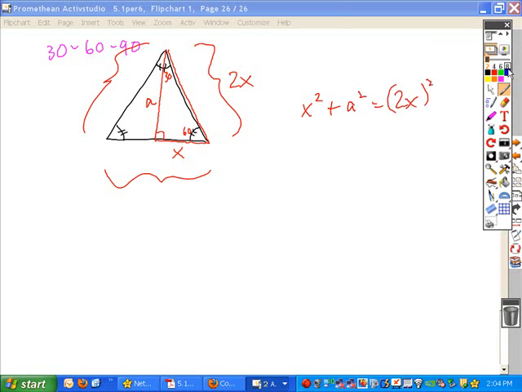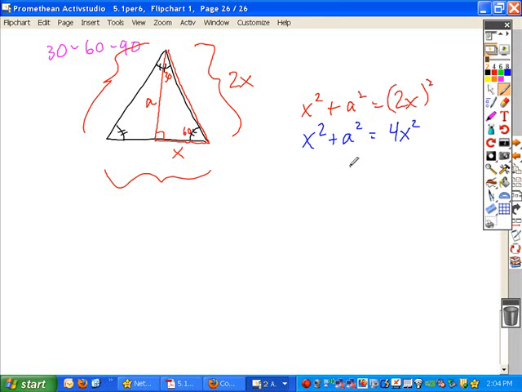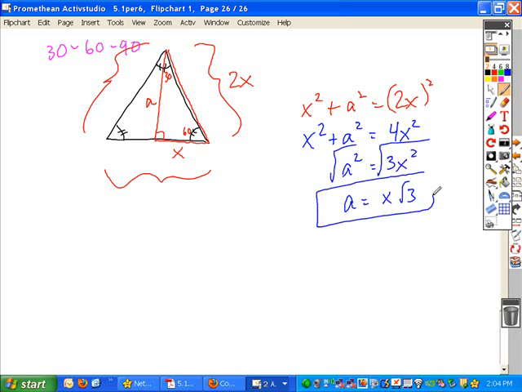If we wanted to solve for a here, squaring the 2 and the x, and then isolating the a by subtracting an x squared from both sides, and then solving for a by square rooting both sides, leaves you with the square root of 3. The square root of x squared comes out as an x because you only need to consider the positive root. So this a value in the pattern is x root 3. So very similar to the 45, 45, 90, which is x root 2. And the side opposite 60 degrees is x root 3.